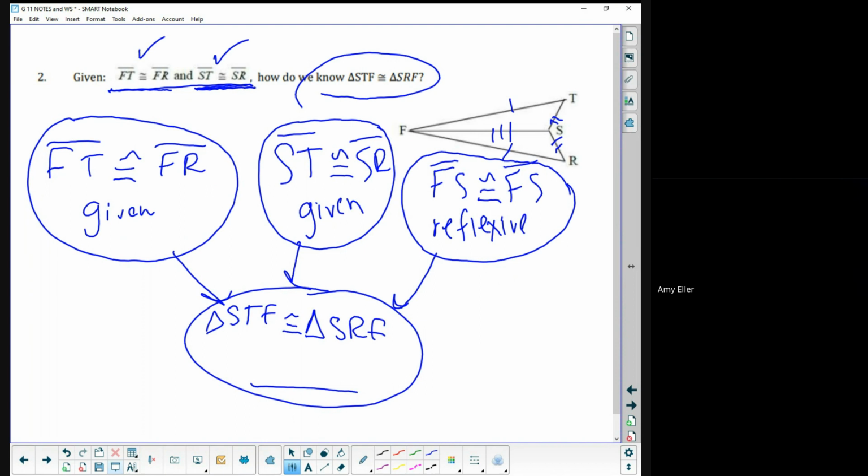Are we putting SSS? That is correct. See, these aren't that difficult. A little bit of writing, no sentences.